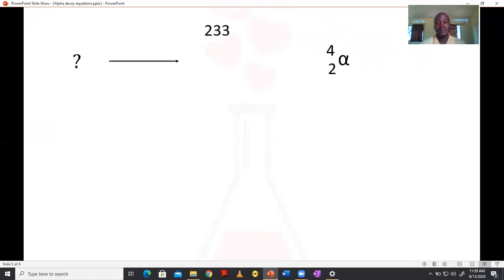We don't know the element which underwent alpha decay, but at least we know the products, whereby we have the alpha particle being emitted, and at the same time a new element Pa, or protactinium, that is being formed in the process. So we have a new element Pa with atomic number 91, and an alpha particle was also emitted. What could have been the element that underwent this kind of radioactivity? In this case, we need to first know the number of protons and neutrons for the products.